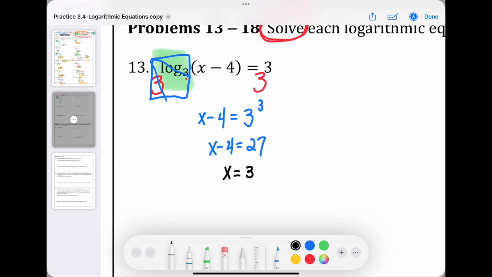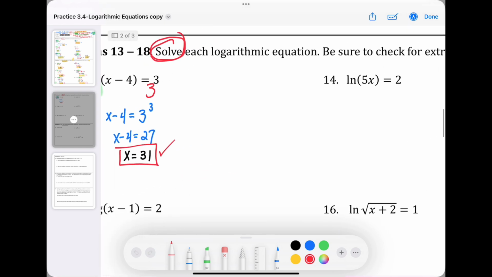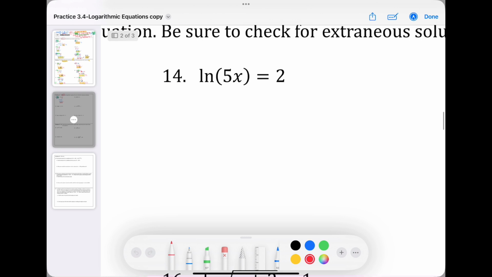And if I want to figure out the x, do the opposite. Minus 4 will be plus 4. So that will be 31. Do not overthink. Believe in yourself. You are amazing, okay? Moving on.